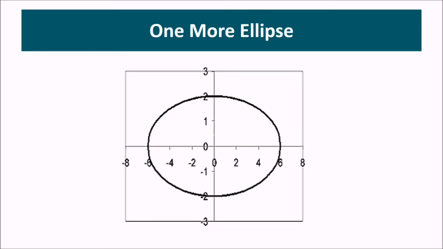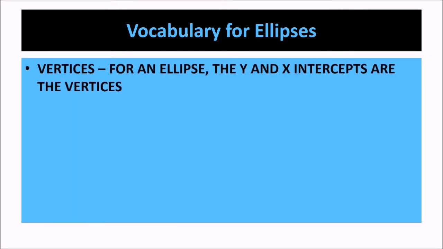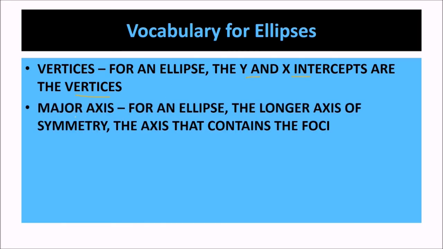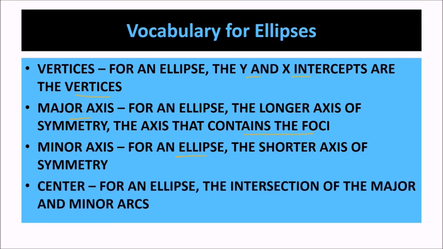If you place it on a scale also, it is going to give you the constant for any point with respect to the foci. So in ellipses, you have vertices. For an ellipse, x and y intercepts are the vertices. The major axis for an ellipse is the longer axis of symmetry, as I just showed you, the axis that contains the foci. The minor axis for an ellipse is the shorter axis of symmetry, and this minor axis will not contain the foci. The center of an ellipse is the intersection of the major axis and the minor axis.